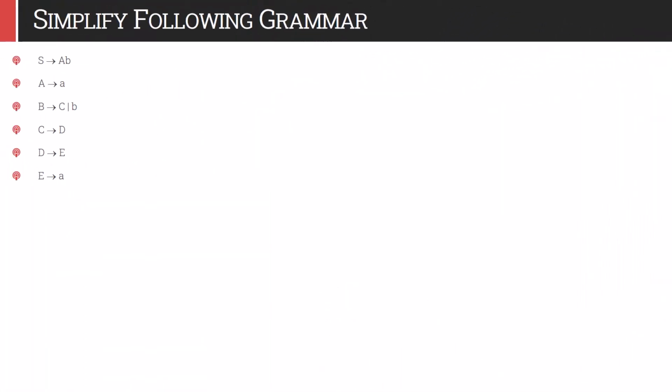Let us take one more example. We need to simplify this. First step is eliminate epsilon productions, but we do not have any epsilon productions. So this is already simplified according to epsilon production removal. Second step is eliminate unit productions. So we do have many unit productions.